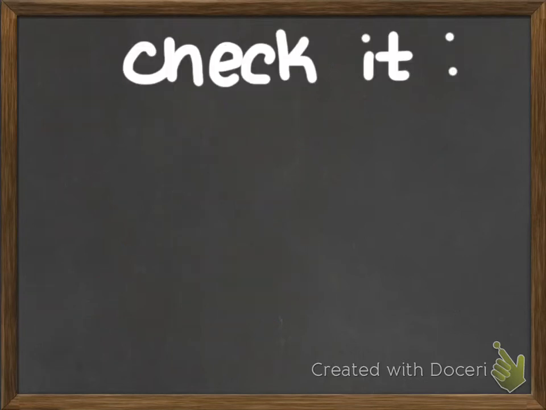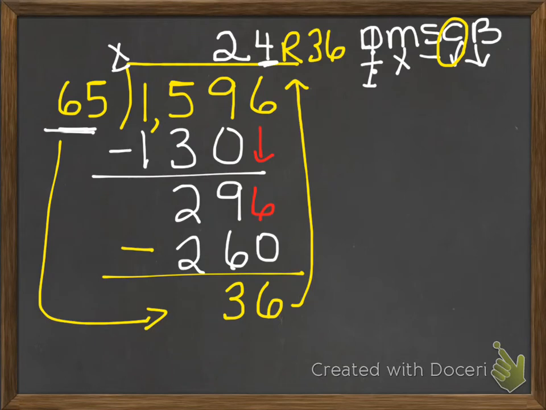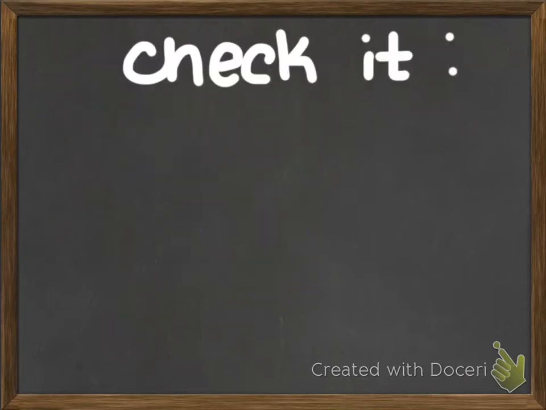Now we're going to check it. It's important to check it because you can make a small mistake and get it wrong. But if you check it, then you can catch that mistake. So we're going to multiply 24 times 65. 5 times 4 is 20. 5 times 2 is 10, plus 2 is 12.